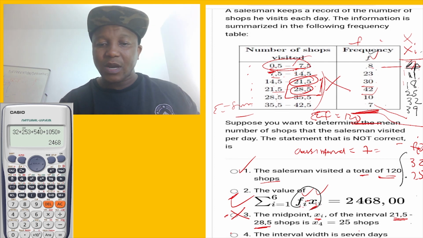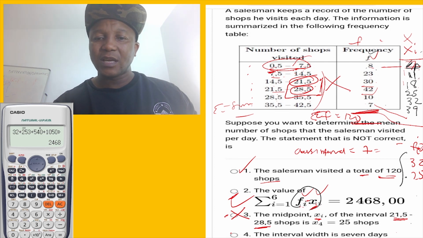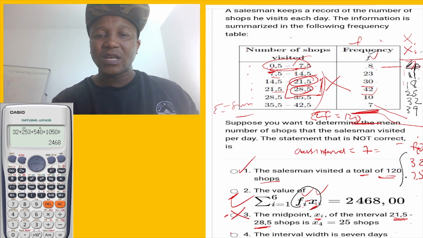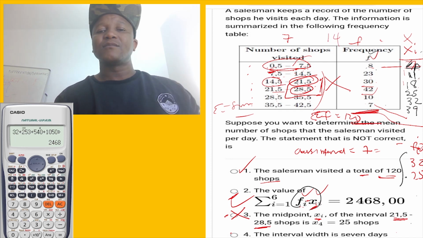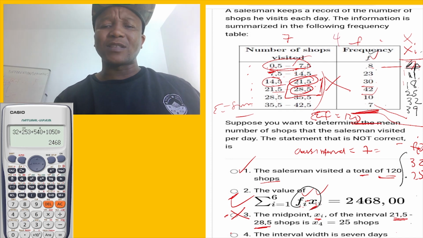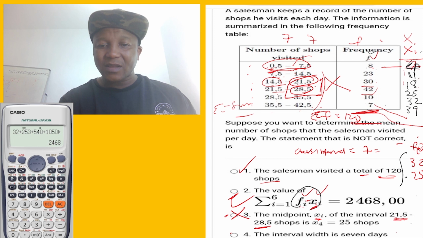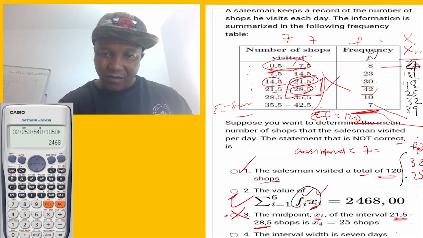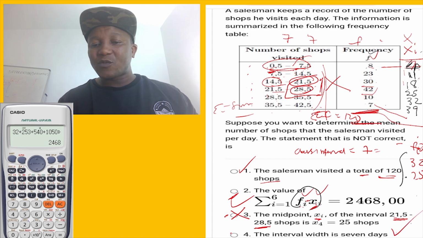Wrong. Now, the interval, the width is 7 days. It's true because, how do you get the interval? You minus this two. 21.5 minus 14.5 equals 7. 21.5 minus 14.5 is going to be equal to 7. Even this one, 42.5, all of them when you minus the next minus previous, upper class minus lower class, you get the same number. So the interval of the class width is 7, yes.